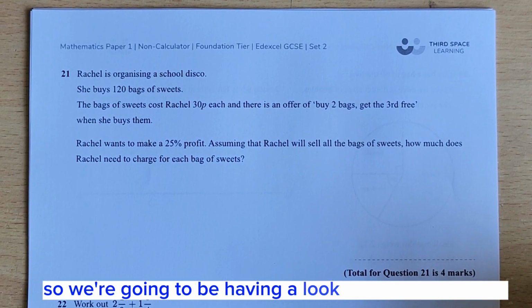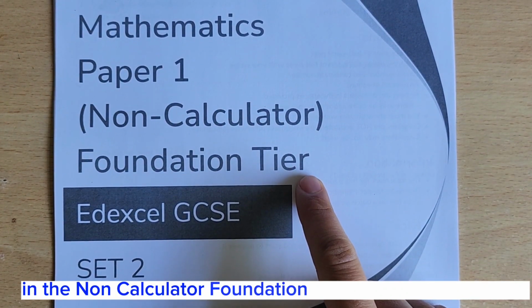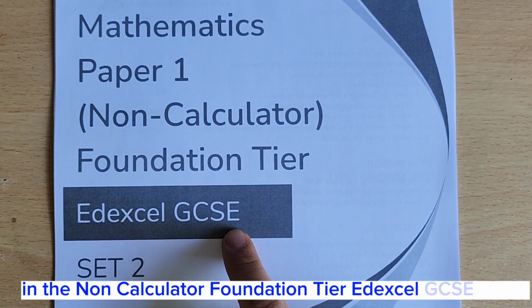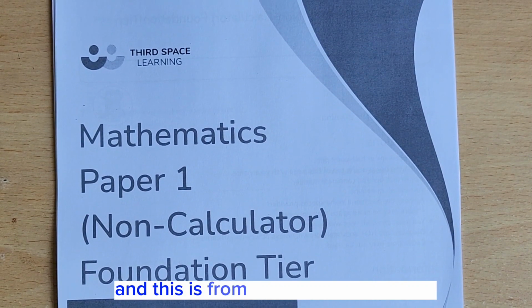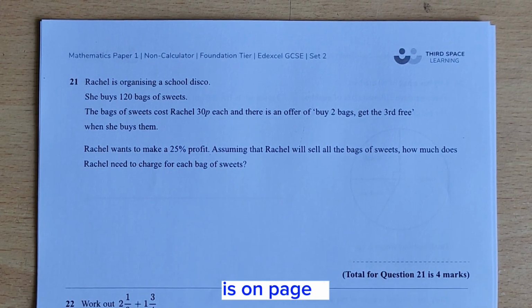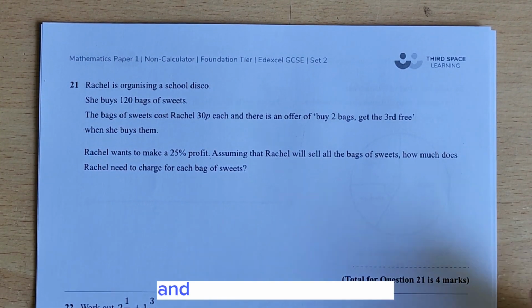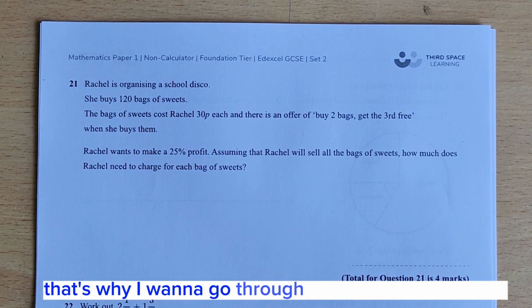So we're going to be having a look at question 21 in the non-calculator foundation tier Edexcel GCSE paper, and this is from Third Space Learning. This question is on page 9. It is a 4-mark question. It is a multi-step problem and it's a little bit confusing. That's why I want to go through it.